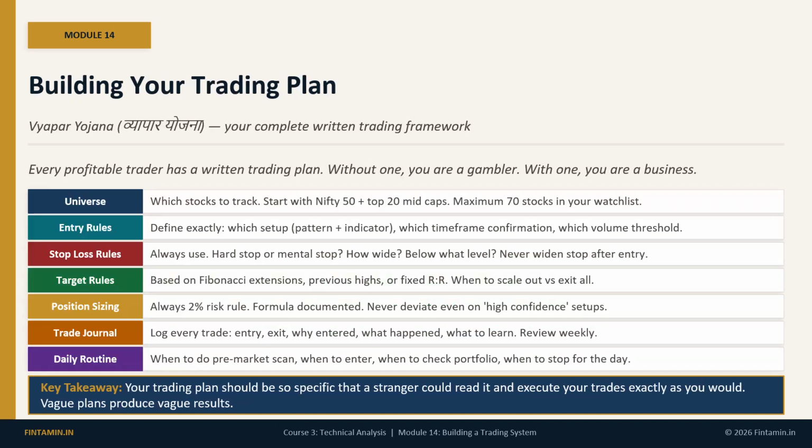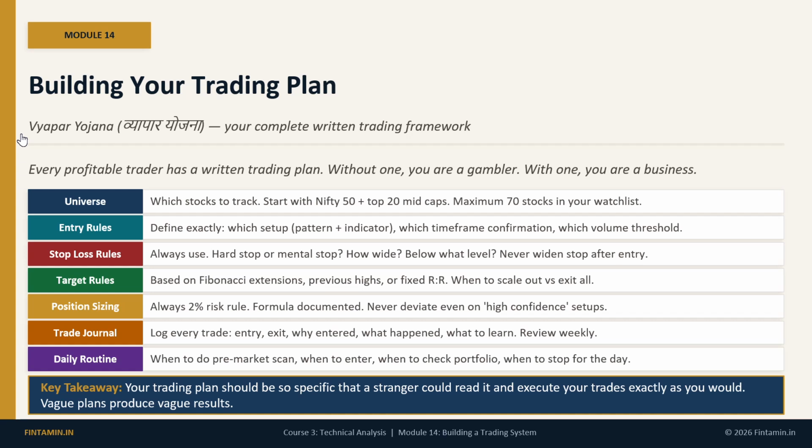Building your trading plan. A trading plan is a written document, not in your head, that defines exactly how you trade. It has 7 components. First is universe, which instruments to trade. Start with Nifty Index: deep liquidity, cash settlement, weekly expiry for options. One instrument mastered is worth 20 instruments dabbled in.